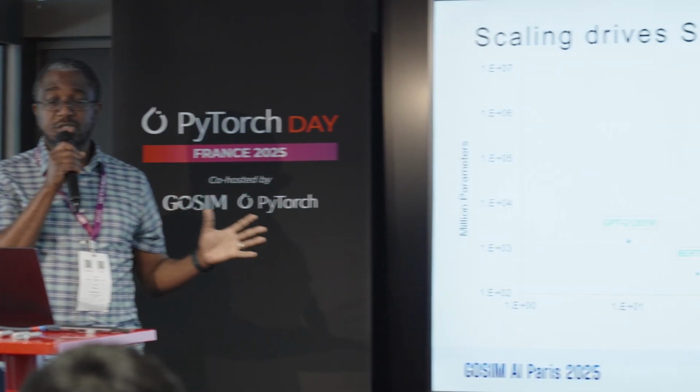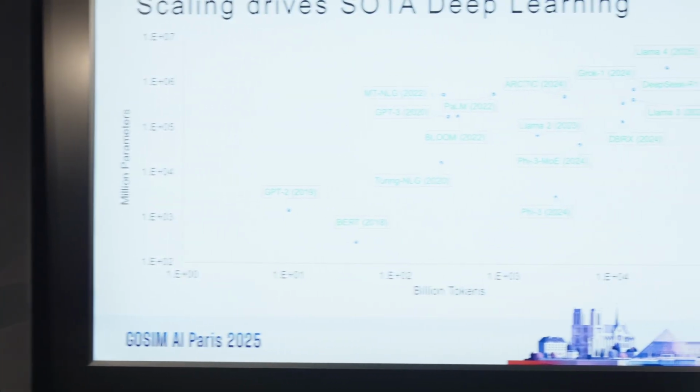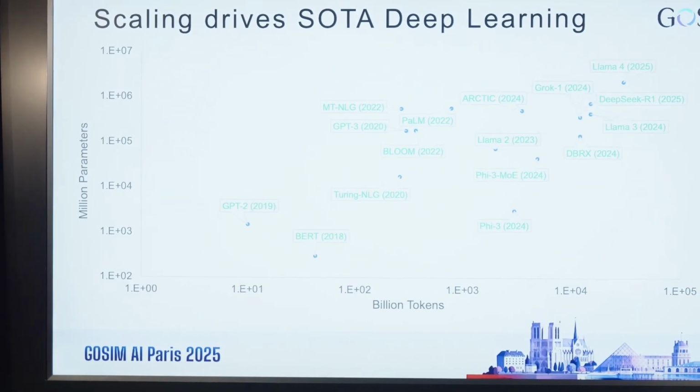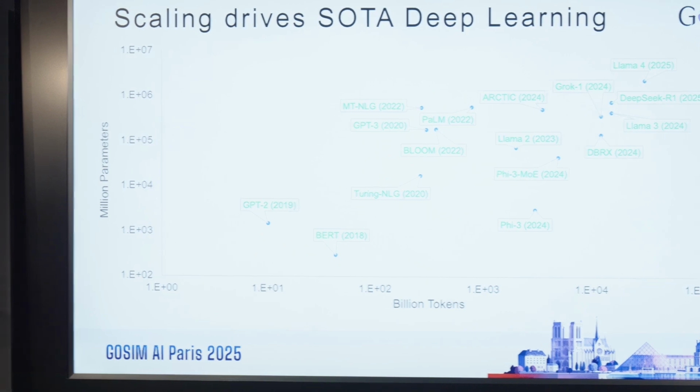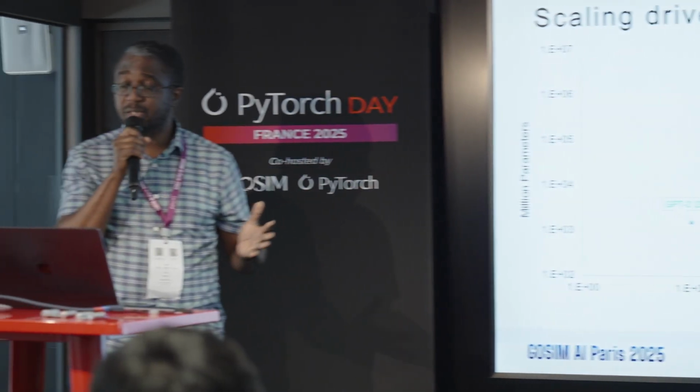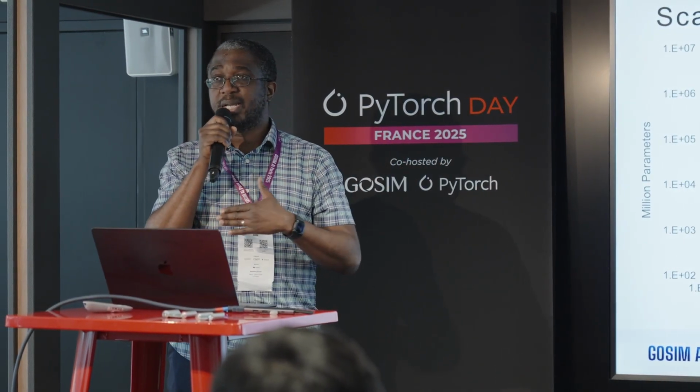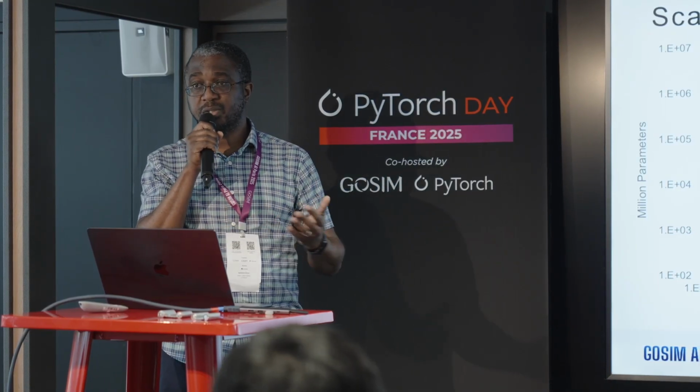So why did we create DeepSpeed? It was based on the observation that scalability is what drives deep learning. The industry is driven by scalability. Here on this plot, I'm highlighting two dimensions, and there are others, but these are the two primary dimensions of scalability. On the y-axis, you have the model size, in the millions of parameters, going up. And on the x-axis, you have the tokens that you use to train your model, in the billions of tokens.